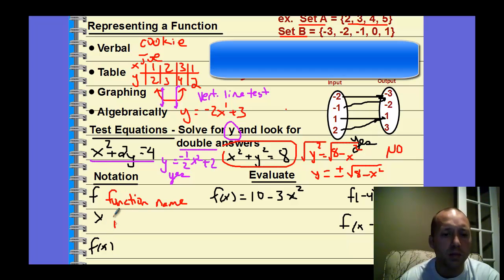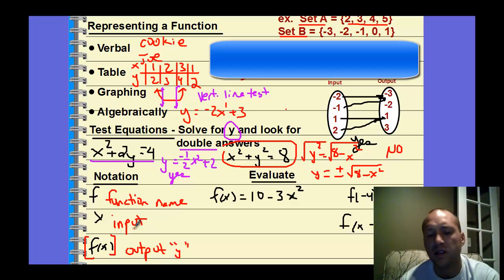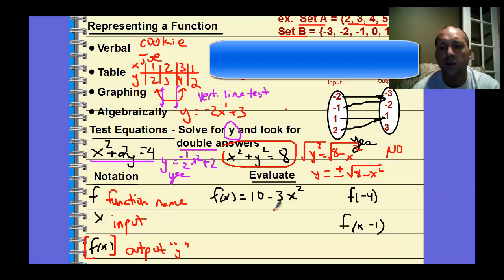X is the input, and then f of x is the output. It's like y. And so f of x is a single value. It's not f times x, it's just one value, it's like y. So we can evaluate it.